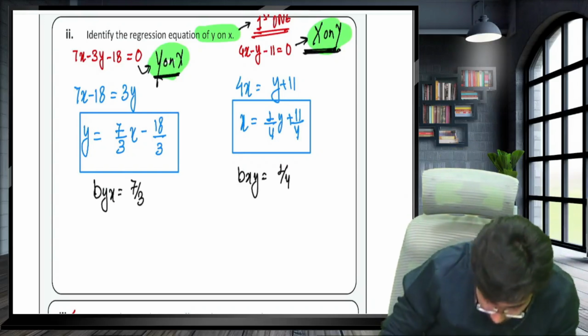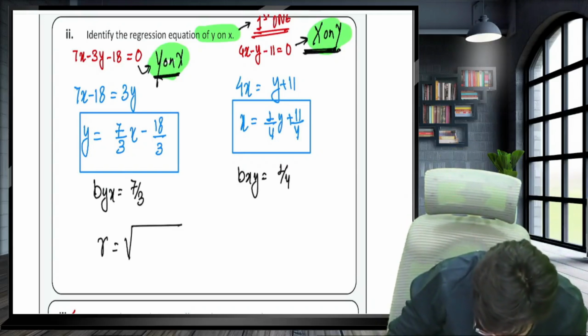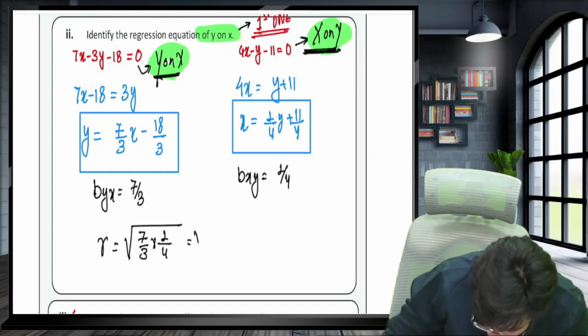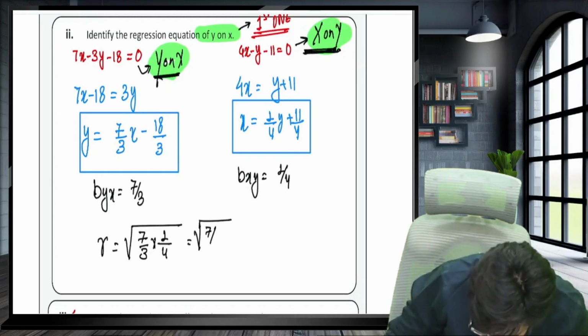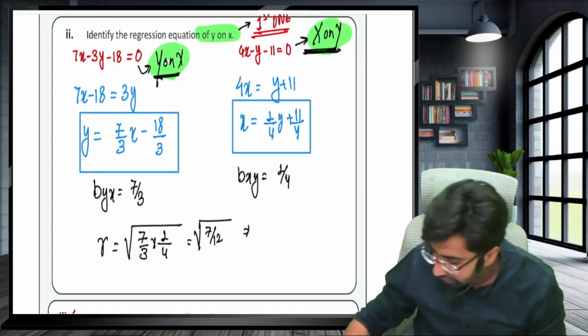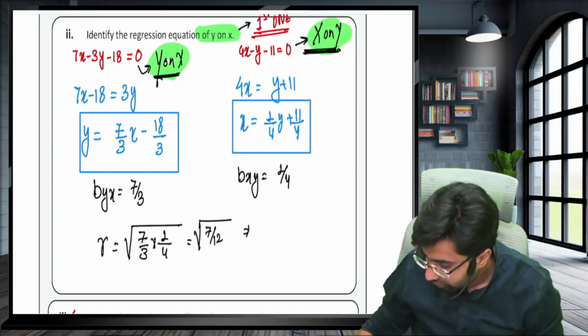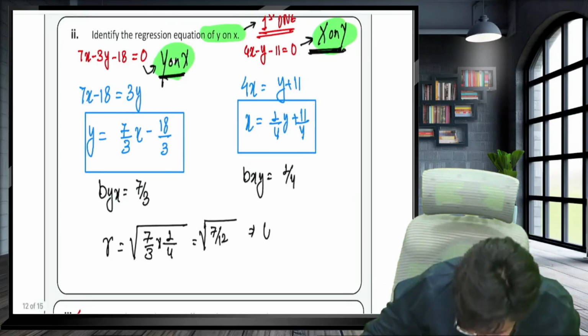Now guys, can you compute r? Sir, of course we can compute it. 7 by 3 multiplied by 1 by 4. So guys, here you will get 7 by 12, which is 7 divided by 12. Whatever it is, take the square root, it is 0.76.